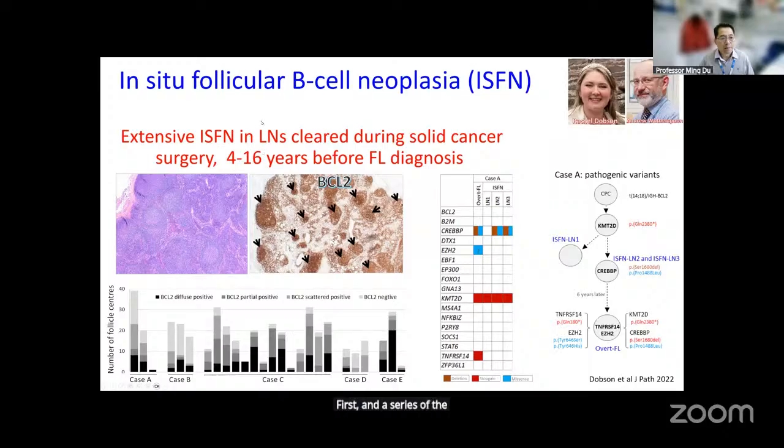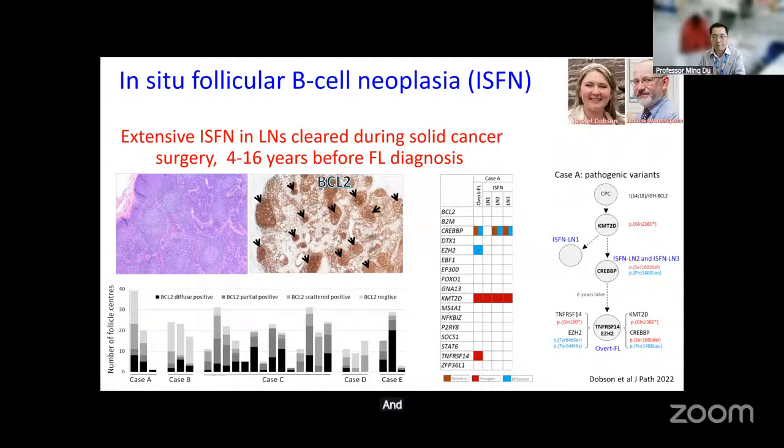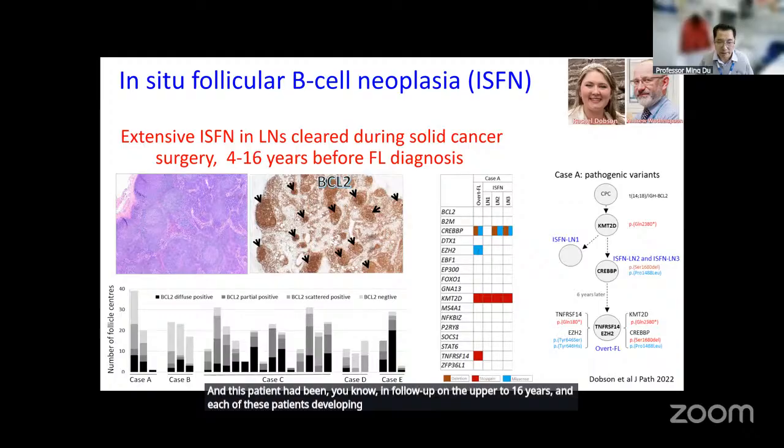He has a very nice collection and a series of cases with solid cancer patients, and there is a prevalence of in situ follicular B-cell neoplasia in the lymph nodes cleared in the solid cancer surgeries. These patients have been followed up for up to 16 years, and each of these patients developed a full-blown follicular lymphoma.